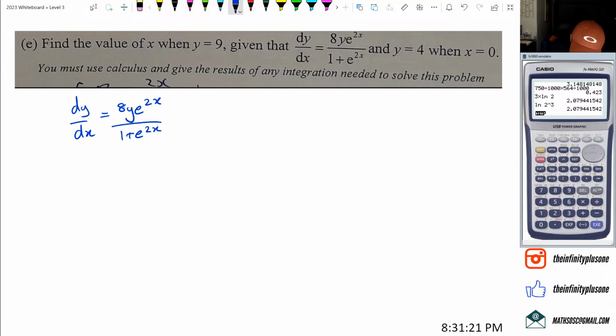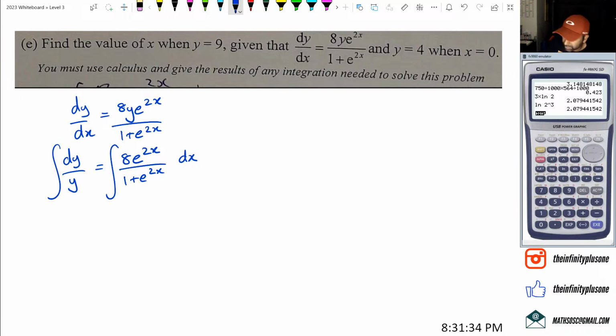Now, if you're stuck with this one, I'm going to give you guys the starting point. I would recommend you do something like this. Because you want to have all the y's on one side, I would actually do this: dy over y is equal to 8e^2x over 1 plus e to the power of 2x dx. So this is pretty much the first step that you want to be doing, and have a go from this point onwards.